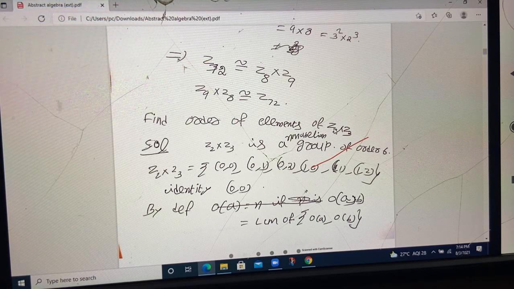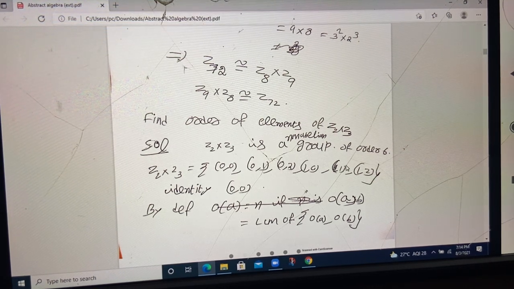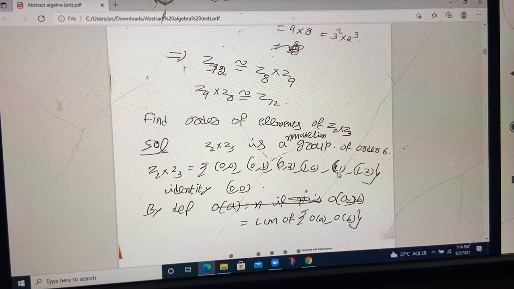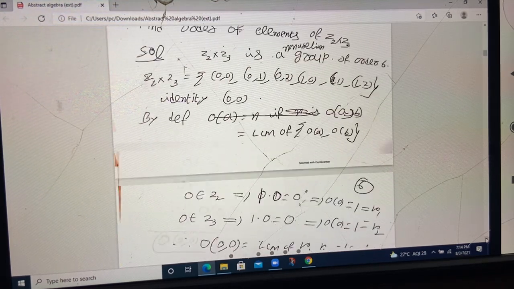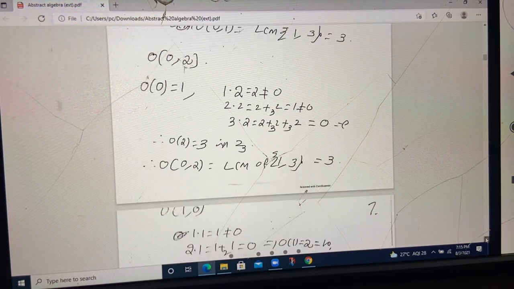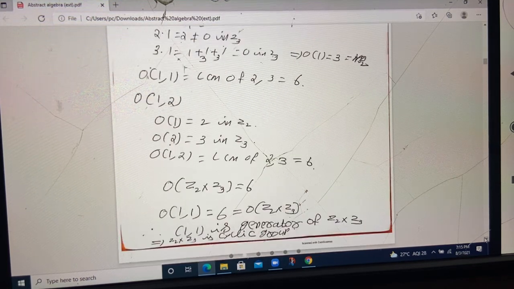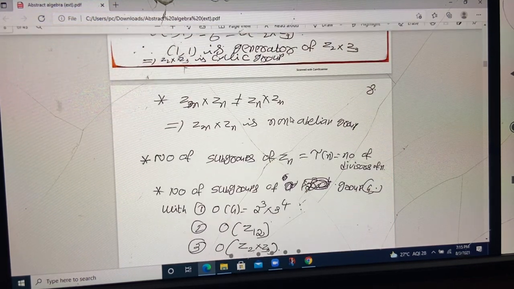Whenever there is a generator, such a group is what is called cyclic. This much we have to do. But what I am saying is, if there is an element whose order is equal to the order of the group, that itself is automatically a generator. What is the order of (1,1)? We have seen the order of 1 is 2, the order of 1 is 3, LCM is 6, so the order of (1,1) is 6. Therefore, (1,1) is a generator. So Z2 cross Z3 is cyclic.